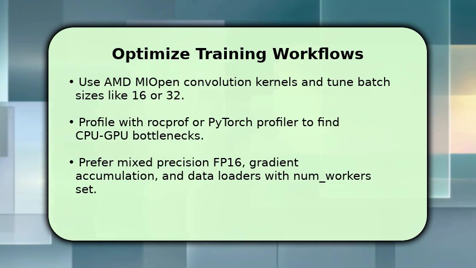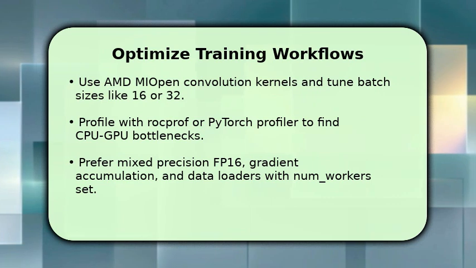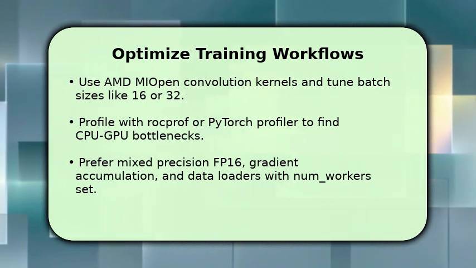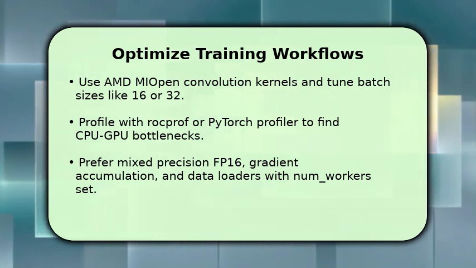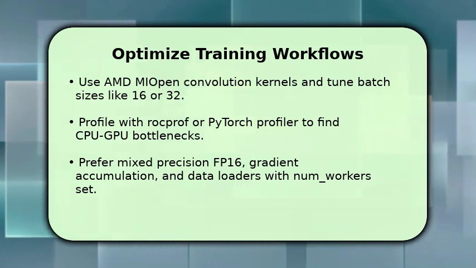Prefer FP16 mixed precision combined with loss scaling to maintain numerical stability. Use gradient accumulation when batch sizes exceed memory limits. For example, accumulate 2 steps to mimic batch size 64.